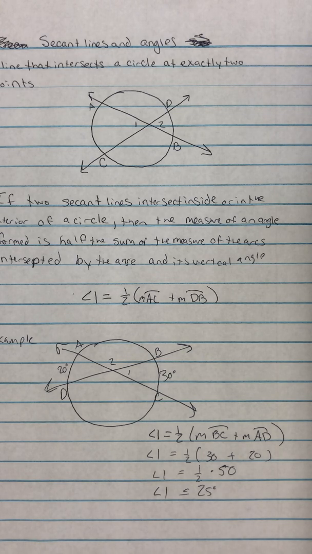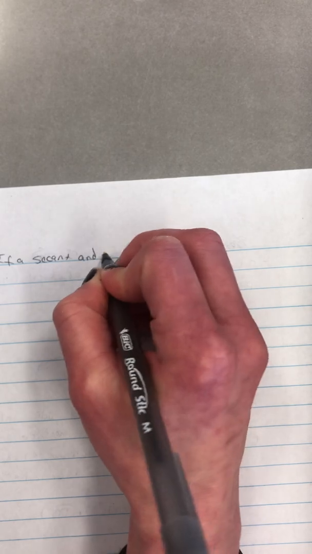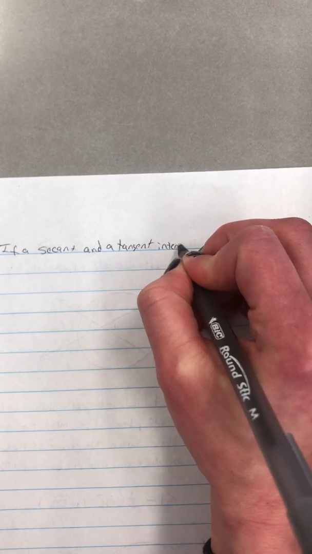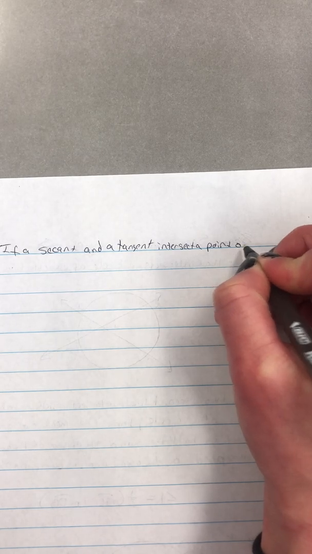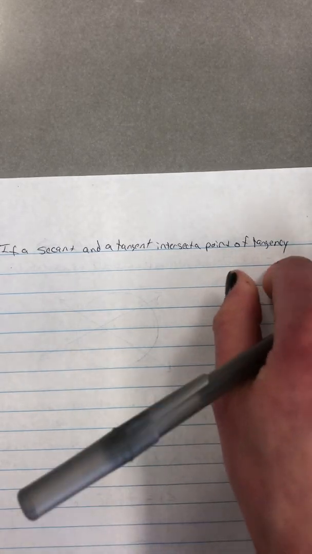Okay? Let's keep going. There is some other information that you need to know. We're going to write these down. First off, if a secant and a tangent intersect at a point of tangency. As you guys remember, a tangent line is a line that only intersects the circle at one point. Let me rephrase it, a point of tangency. Remember, where the tangent line touches the circle, that is the point.